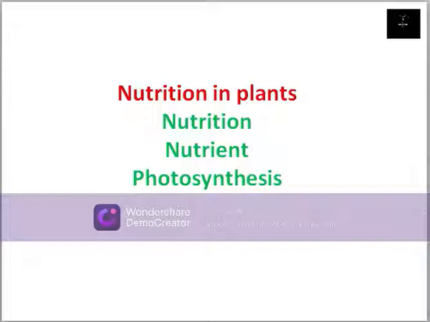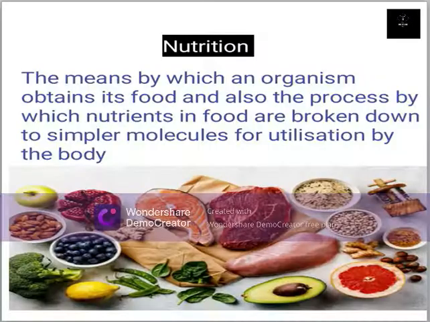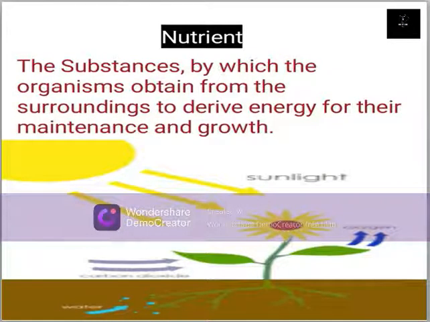So let us see what nutrition is: the process by which an organism obtains its food, and also the process by which nutrients in food are broken down into simpler molecules for the utilization of the body. Then we'll see what a nutrient is: the substances which the organism obtains from the surroundings to derive energy for its maintenance and growth.